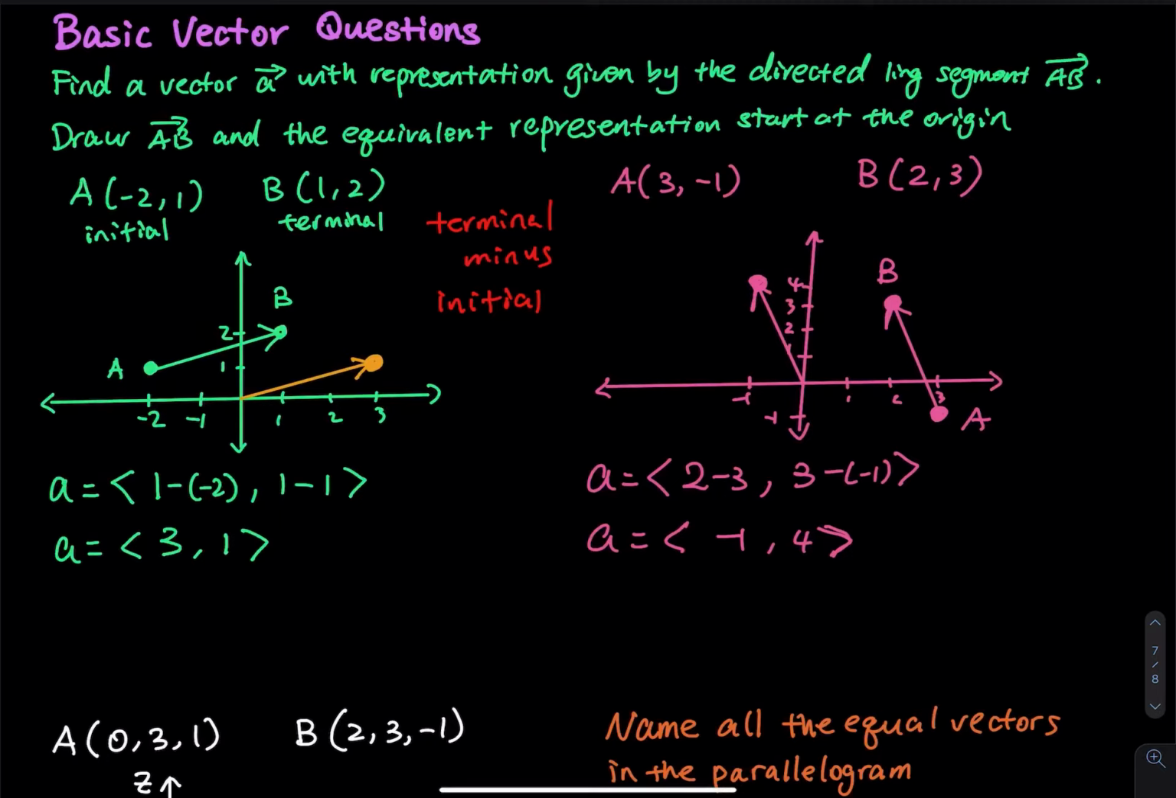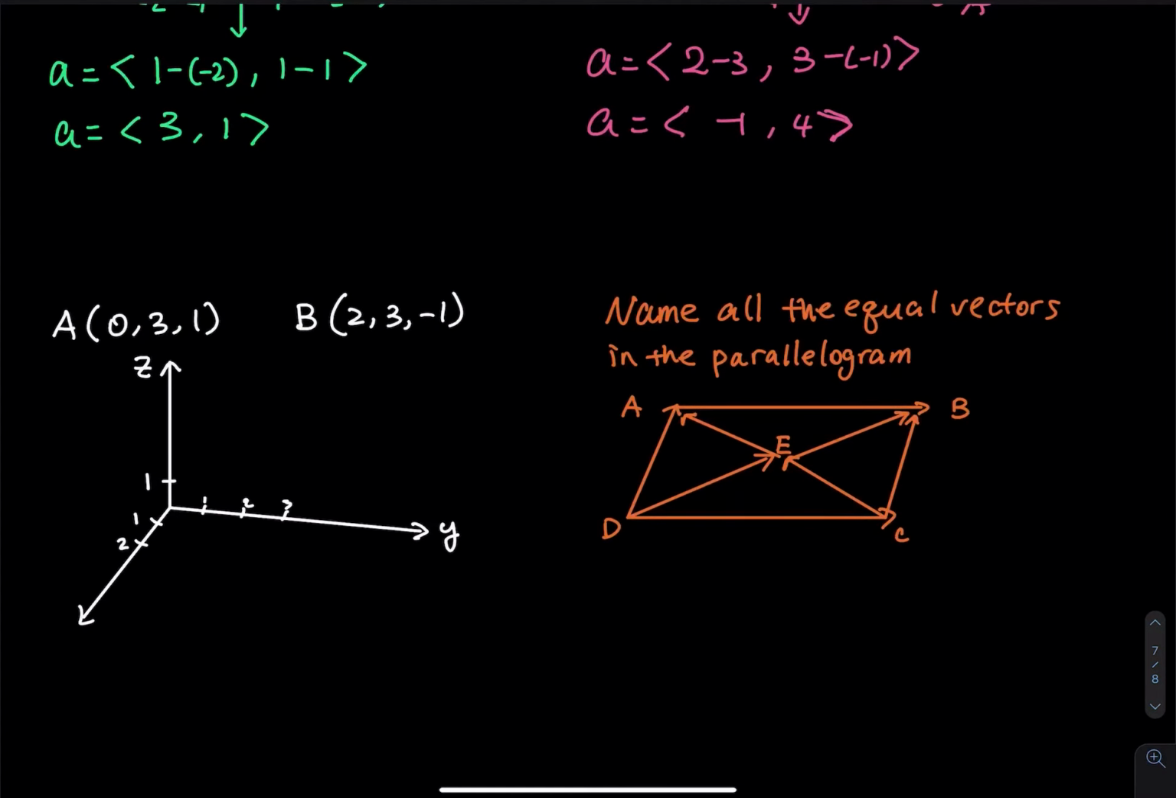And then we have one more. That one is 3-dimensional. Let's take a look. So we have a 3-dimensional problem. Point A is x equals 0, y equals 3, z equals 1. Point B, you have x coordinate, y coordinate, and z coordinate. So when x is equal to 0, I forgot to label my x-axis. So x equals 0, y equals 3. So 0, 3.